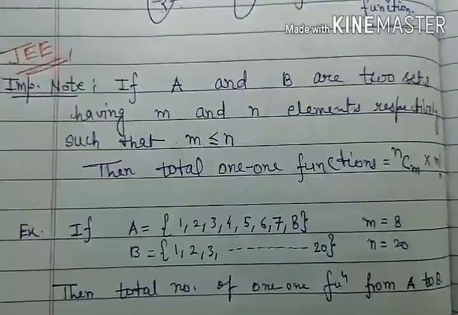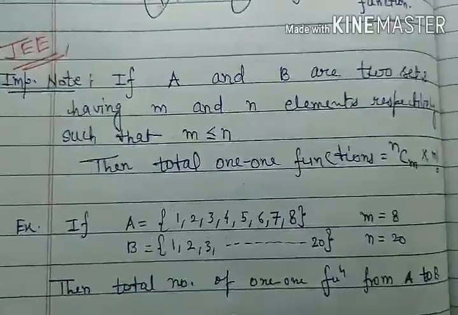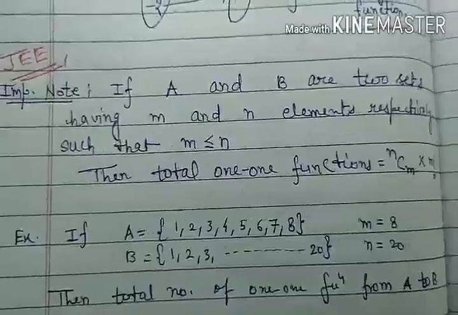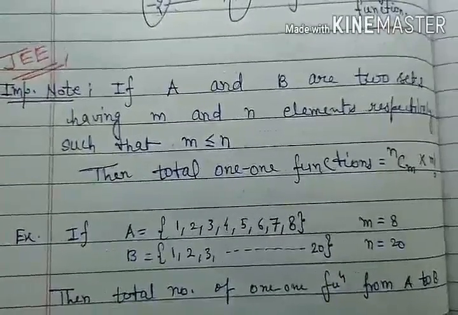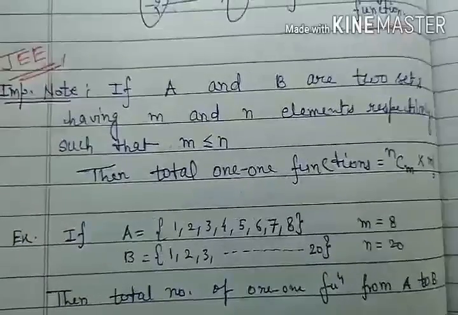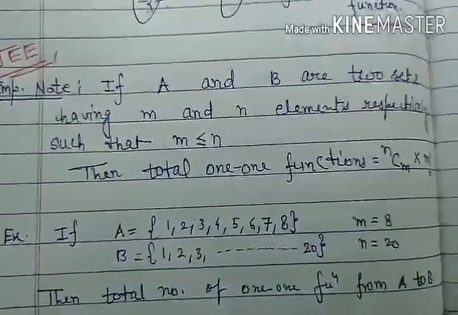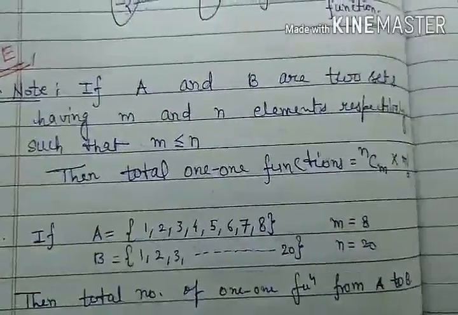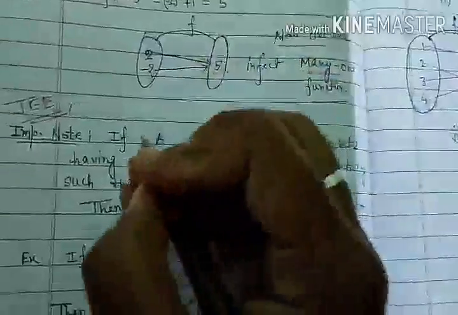Important note, this concept is very important for competitive examination. If A and B are two sets having m and n elements respectively such that m is less than or equal to n, then the total number of one-one functions will be nCm multiplied by factorial m. This is an important concept for NDA also.